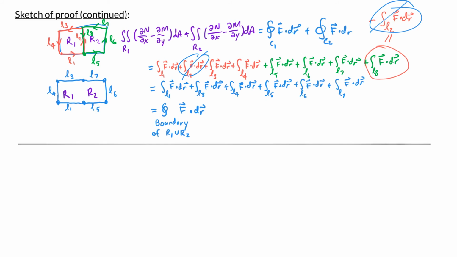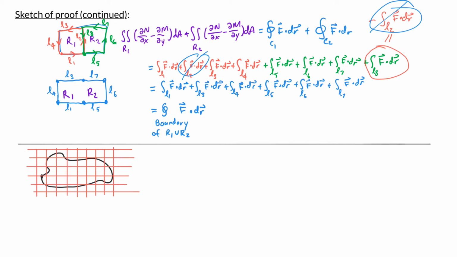Now let's suppose that I have a curve C that's not in the shape of a rectangle. What I can do is overlay a grid on top of this curve. Then let's consider the rectangles that are fully enclosed within our curve C. Since we've proven Green's theorem to be true for rectangular regions, we have the following. The double integral over the shaded region of the partial derivative of n with respect to x minus the partial derivative of m with respect to y is equal to the line integral over the boundary of that shaded region of f dot dr.